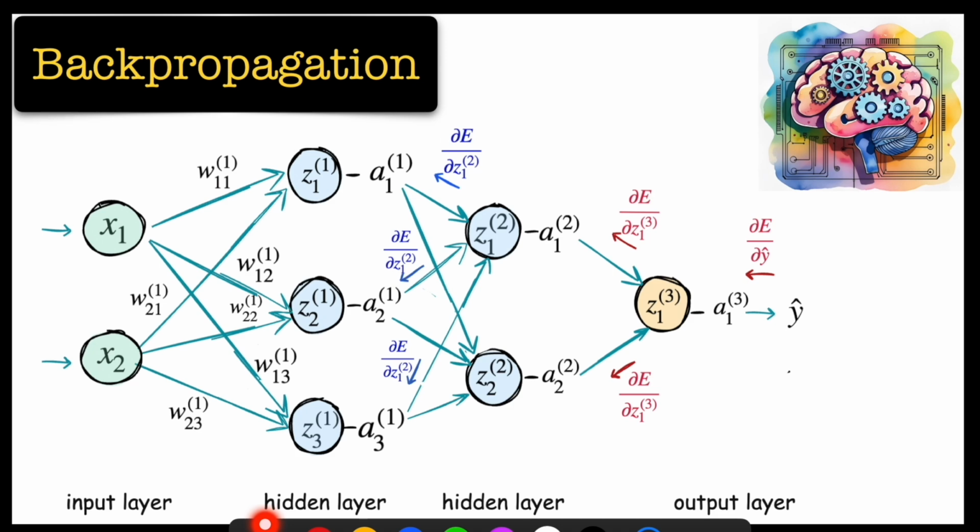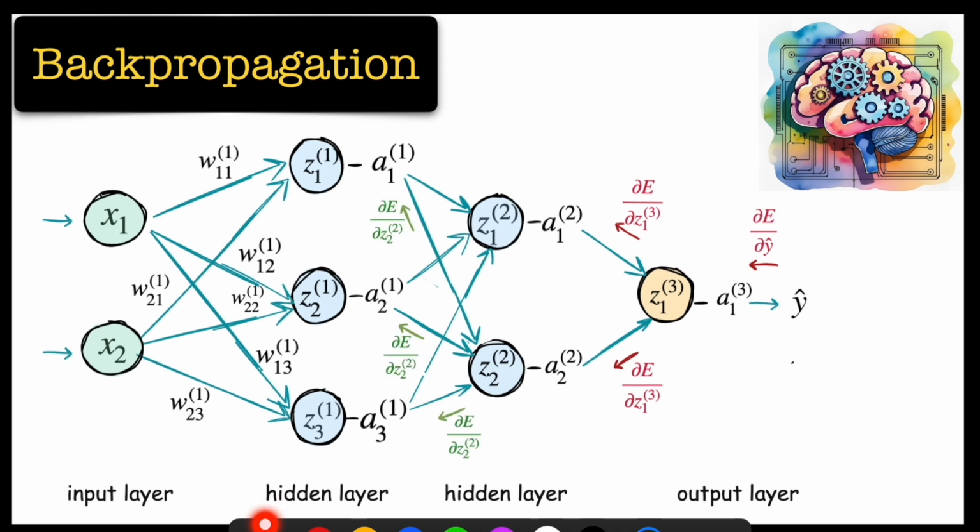Now here we see del E del Z12 we calculated, and this Z12 is what? It's a weighted combination of A11, A21, A31. So all of these contribute to Z12. So this error will be used to calculate gradients for all these three. This del E del Z12 will flow in these three directions, right? Similarly, del E del Z22 we will calculate here, and this will flow in these three directions.